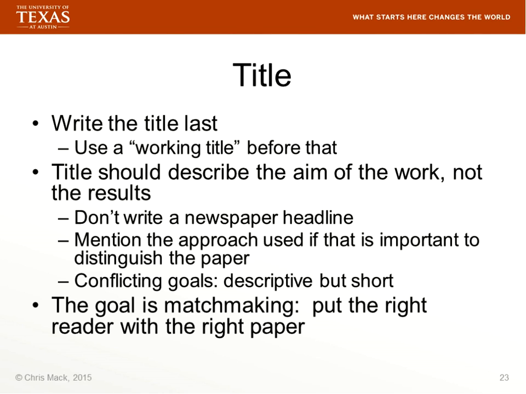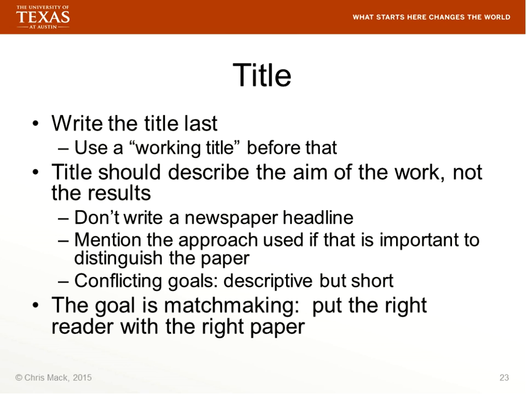After you've written the abstract, the last thing you do is write the title. Now, most of us can't write a paper without a title. So start with a working title. Be completely willing to scrap the working title and write a new title when you're done. Title should describe the aim of the work, not the results. Some people like to put the results in their title, make it sound like a newspaper headline. I think that's completely wrong. I think you need to mention the approach and talk about the aim of the work.